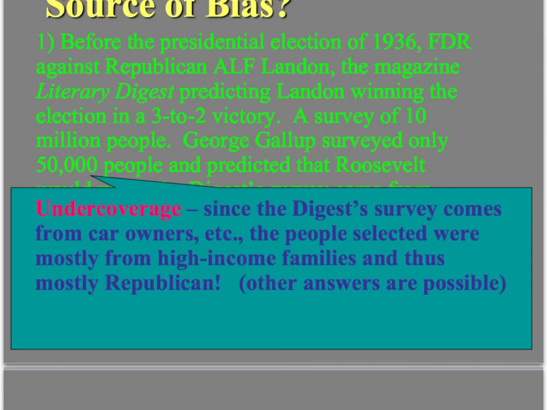And that would be undercoverage. Because the Digest survey comes from car owners and from telephone directories and magazine subscribers, the people selected were mostly from higher income families. Remember, the year is 1936, and thus probably mostly Republican. Therefore, they chose the Republican candidate, Landon, even though there were 10 million people surveyed in that one and only 50,000 in Gallup, and they were correct. And incidentally, the Gallup poll is still used today as one of the most respected forms of surveying and different things like this.